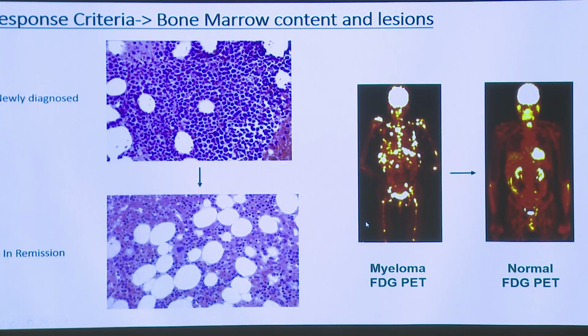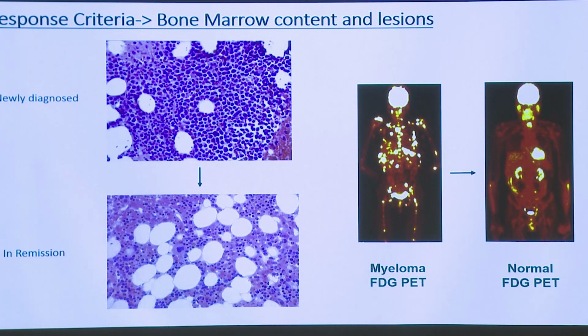Another criterion of a complete response is the resolution of lesions. We've briefly mentioned at the very beginning that bone lesions are found very frequently. 70 to 80% of patients present with some sort of bone lesion. This is a PET, where active lesions can be identified, and ideally with treatment, all these lesions disappear. So again, if you have all three, you have no evident blood markers, a clear bone marrow, and no lesions, then you fulfill the criteria of a complete remission.